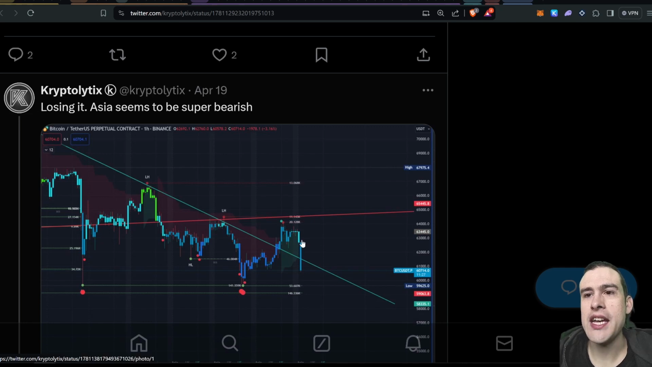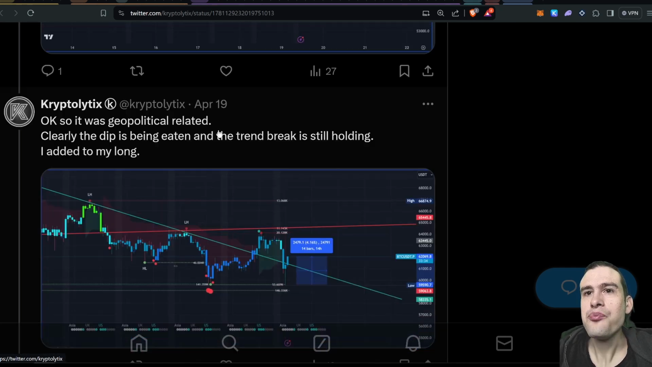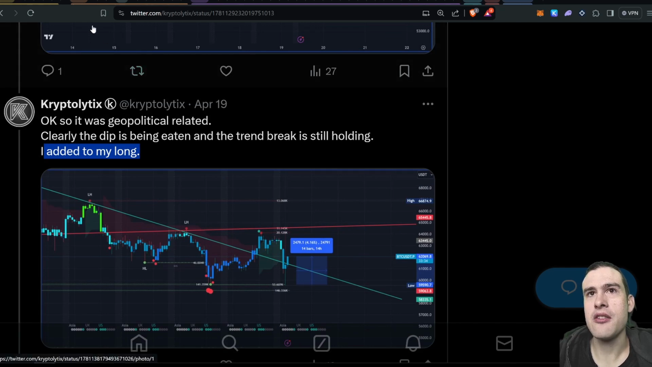And then Asia came in and dumped the market. And I didn't really know at the time why that was happening, but it was all geopolitically related. Again, it was Israel Iran stuff. So again, I wasn't worried about that. And this green breakout trend line actually acted as support. So nevertheless, I actually added to my long. As I said in this post, I also added to my long over here as well.